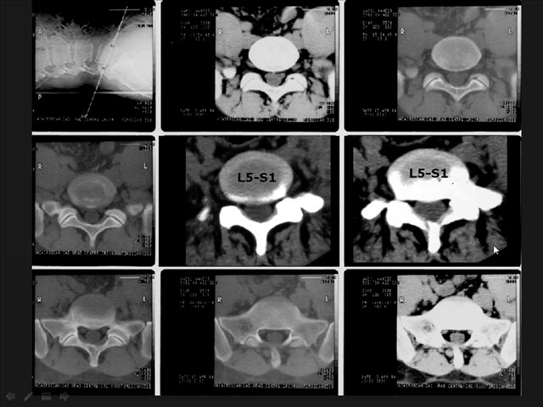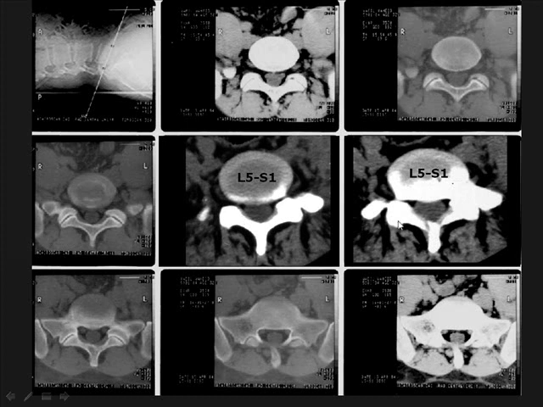You look to the next section. If you still see a disc material inside the spinal canal, this is pathologic disc. But in the next section, if you don't see any disc material inside the spinal canal, this is normal disc. This is especially at L5S1 level only.